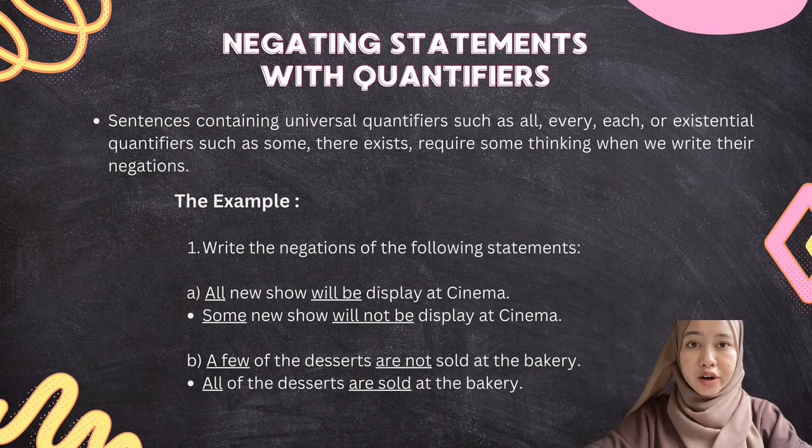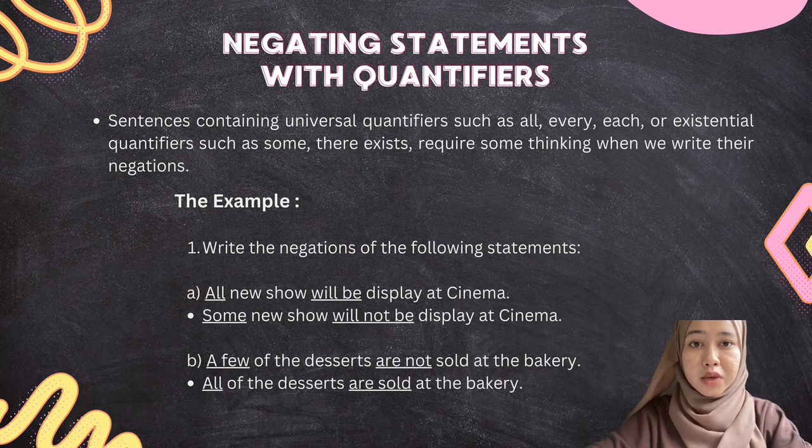For question 1, write the negations of the following statements. 1a, all new shows will be displayed at the cinema. To negate this statement, we will replace the underlined words with the opposite meaning of universal quantifiers, so that all will change to some and will be will change to will not be. The full sentence with the change will be the negation statement for question A. Same goes to question B. We need to negate the universal quantifiers to the existential quantifiers, which is a few to all and are not sold to are sold, so that the answer is all of the desserts are sold at the bakery.